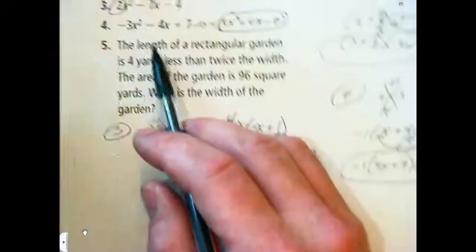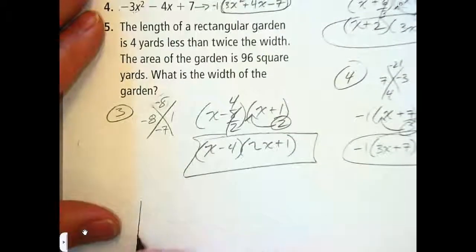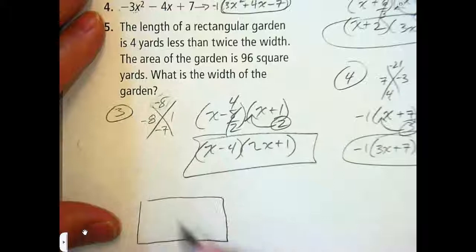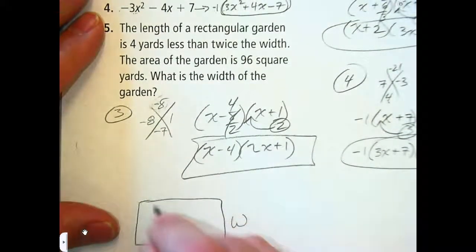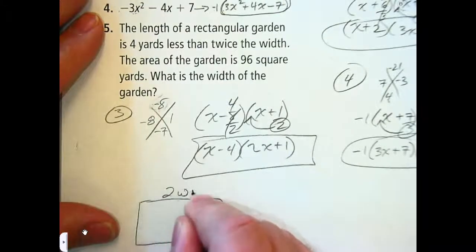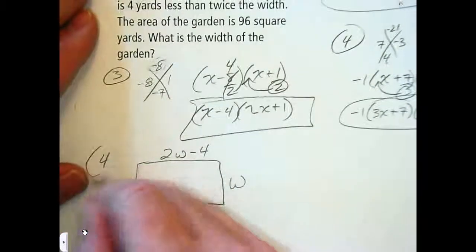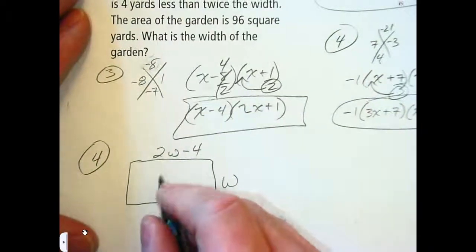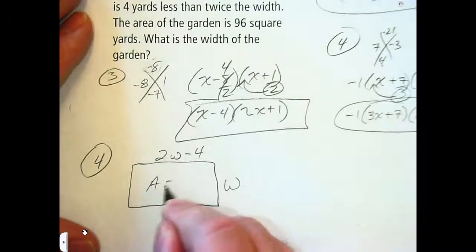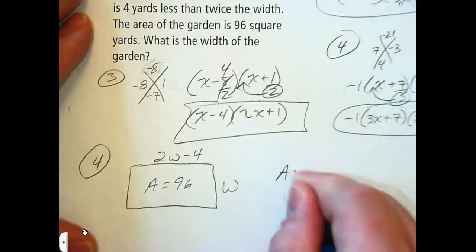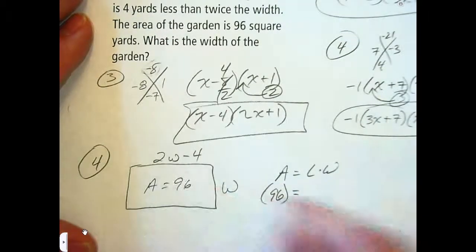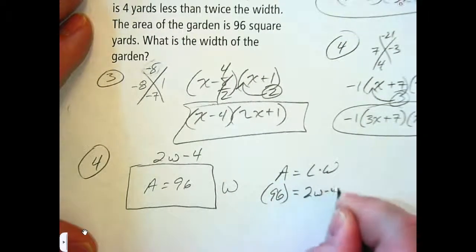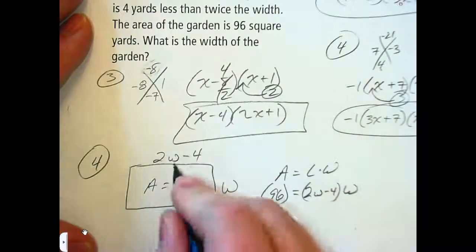Okay. The picture here, the length of a rectangular garden. So we draw a rectangle. The length is 4 less than twice the width, so we'll label the width. We've had one like this similar before. What is the width? Well, the area is 96, so A equals 96. So area is equal to length by width. So 96, if we plug these pieces in, is 2w minus 4 times w.